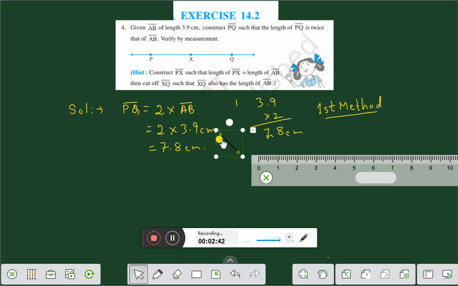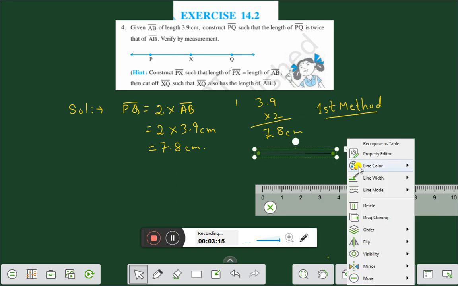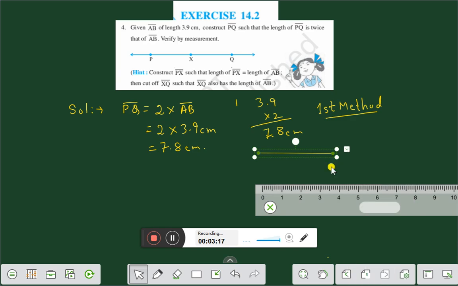Now take this point as 0. With the help of a pencil, you have to mark point 1 at 0, and another at 3.9. Here it is 3.8, 3.9. This is exactly 3.9. Now you can change the color of this line into yellow. Now this is AB.